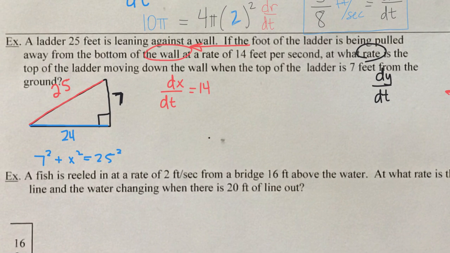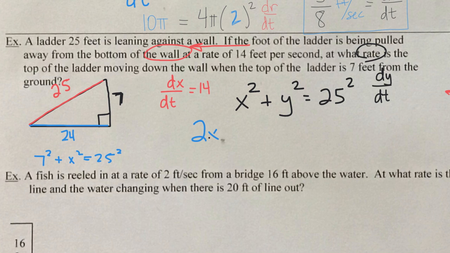Okay, so we know that according to the Pythagorean theorem, x squared plus y squared equals 25 squared. Right? Because we have to come up with a formula that relates x and y. And for a right triangle, this is your most basic formula that relates x and y. So let's take the derivative of this equation. What's the derivative of x squared?